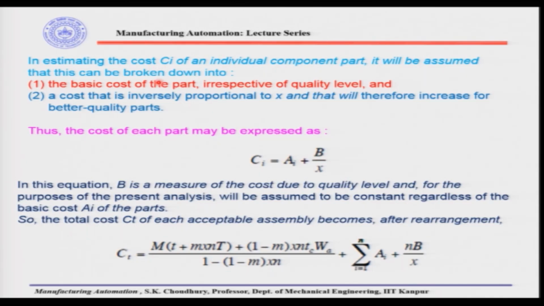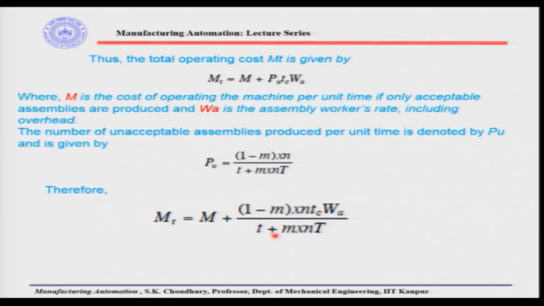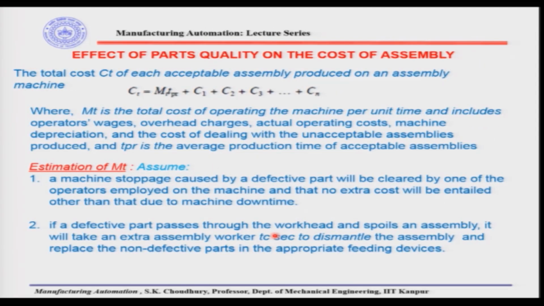So, the total cost C_T will be M times this, plus unacceptable assemblies divided by this, plus the total number of parts that we have. So, each part will cost something here, for the quality level of parts. So, we are adding all of them together and we are having this equation. This part we have seen earlier and from here it is coming. So, altogether we are trying to find out this C_T, which we have written here, find out the value of the M, T_PR we found out earlier, the average production time, and C1, C2, C3 up to Cn will have two components, raw material and B by x, that is inversely proportional to the quality level.